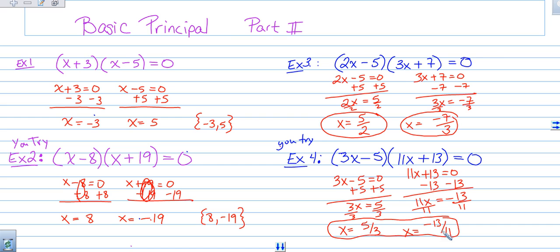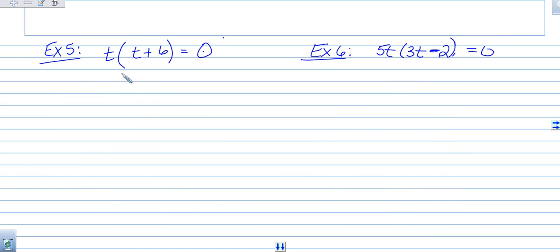Okay? Now, sometimes when you factor it, it'll look like this. Okay? Same concept. What are the two things you're multiplying here? t and t plus 6. So you'll still set t equal to 0, and then t plus 6 equal to 0. And then this pretty much gives you the answer t equals 0 for one of them, and that will work every single time that you don't have it in the parentheses.